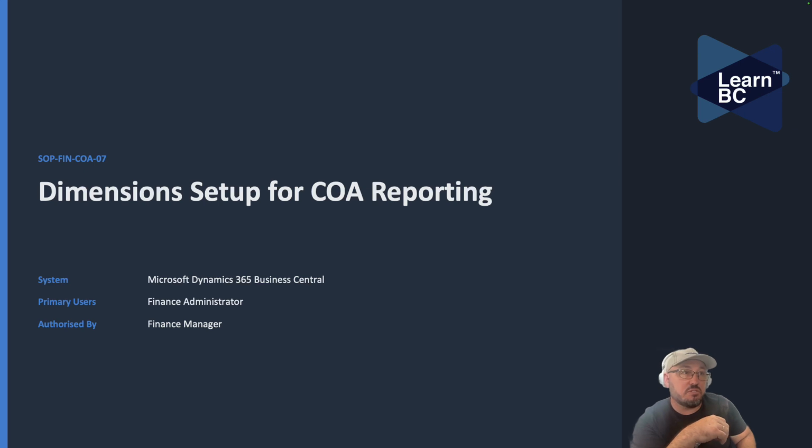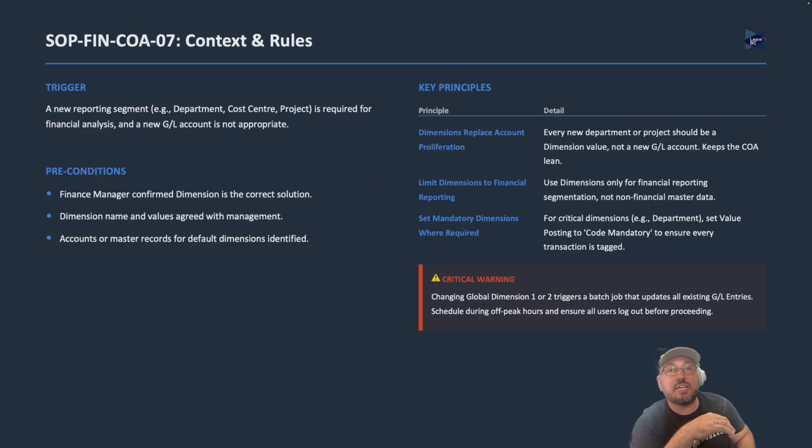So Dimensions for Business Central, the trigger here is that there's a new reporting segment, department, cost center, project, customer, location, area, all sorts of things. And it's required for financial analysis, and a new GL account is not appropriate. Okay, so some customers I've seen have had tens of thousands of GL codes, thousands and thousands. Like many customers come in with 5,000 GL codes, and we help them consolidate that down under a couple of hundred.